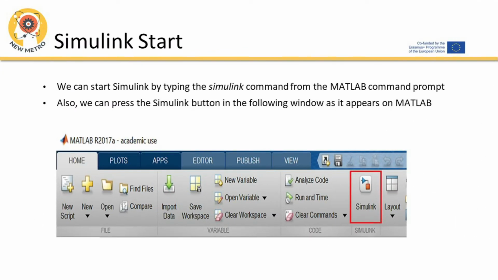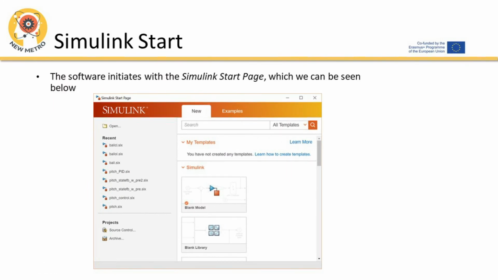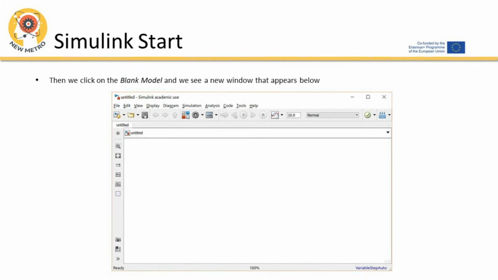Simulink Start. We can start Simulink by typing the Simulink command from the MATLAB command prompt. Also, we can press the Simulink button in the following window as it appears on MATLAB. The software initiates with the Simulink Start page, which can be seen below. Then we click on the blank model and we see a new window that appears below.